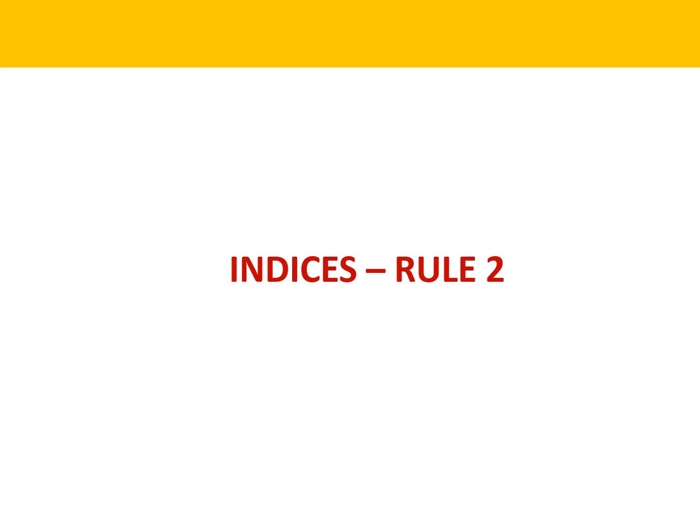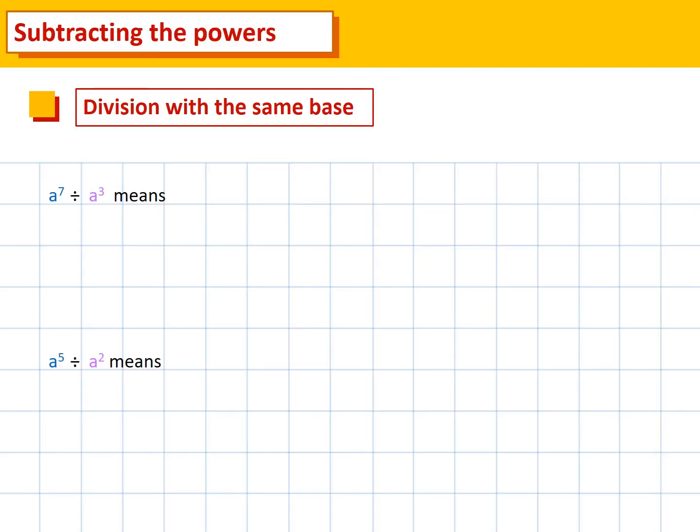Hi folks, Indices Rule 2 is when we have two expressions with the same base and we're dividing one by the other, we subtract the powers. But you probably want more detail than that, so let's crack on and get the job done. And Rule 2 is the division rule.